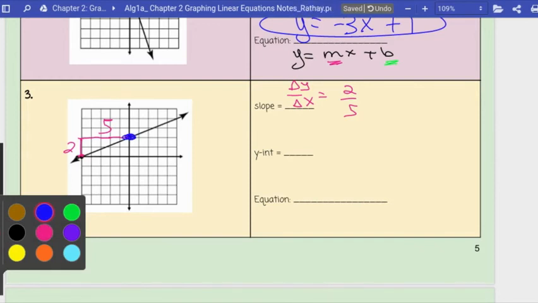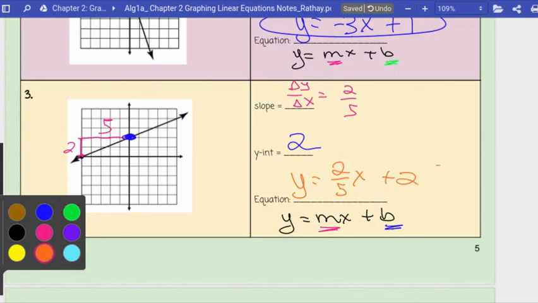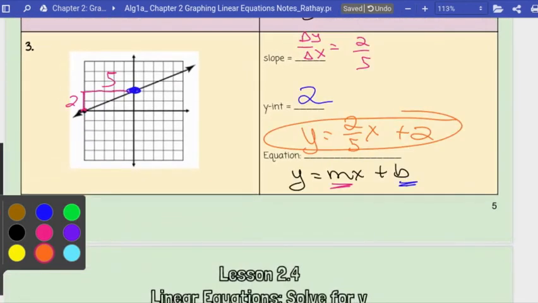B is this point right here where it crosses the y-axis at 2. We want to use y equals mx plus b. We need to plug in m for our slope, b for our intercept, and we do that. We get y equals 2/5 x plus 2 as our simplified answer. And that's it for lesson 2.3.